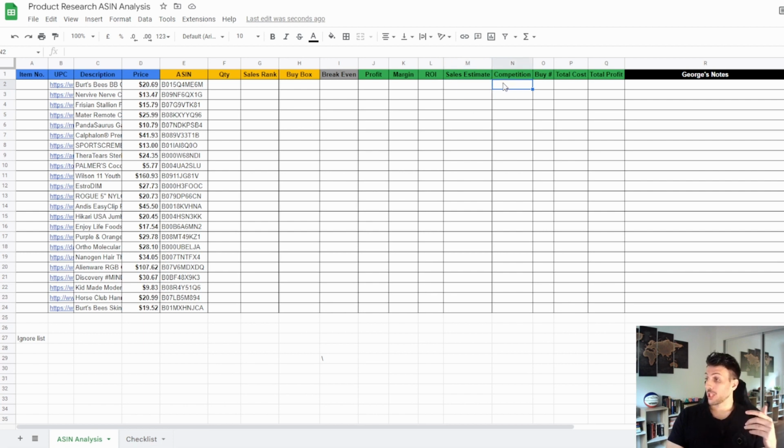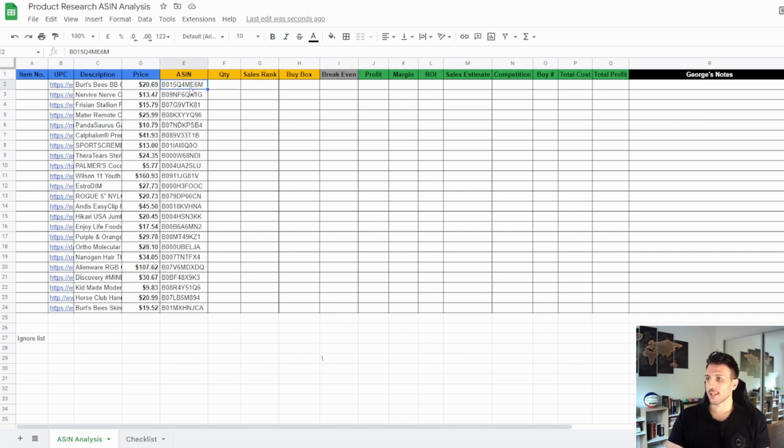Then we're going to look at the competition. And then based on the competition and the sales estimate, we're going to calculate how many units we're actually going to buy. After that, we're going to calculate how much it will cost to buy this amount of units, and then how much profit will be associated if we buy these units. Okay, so I'm going to show you the calculations we're going to do for all of these. Let's start analyzing them, and we'll see where we go from there.